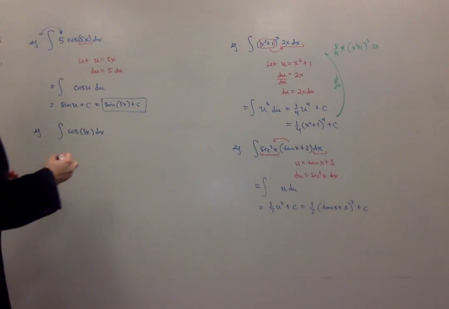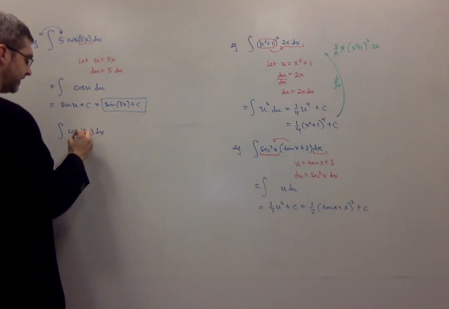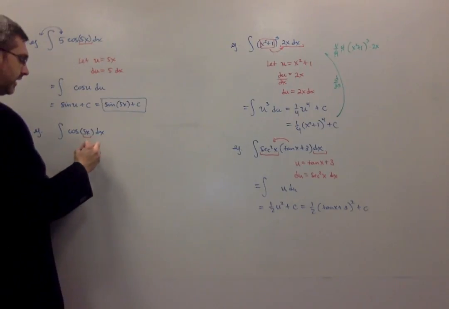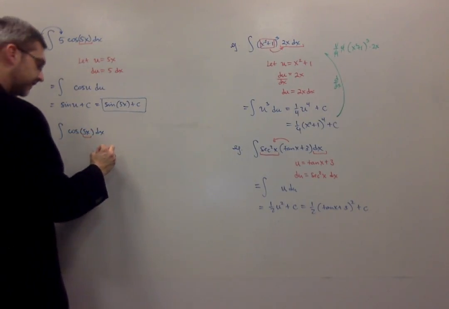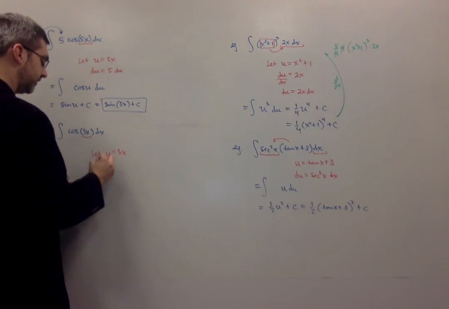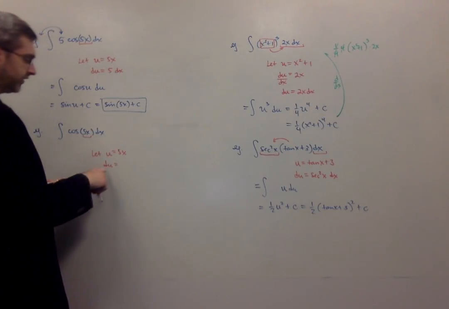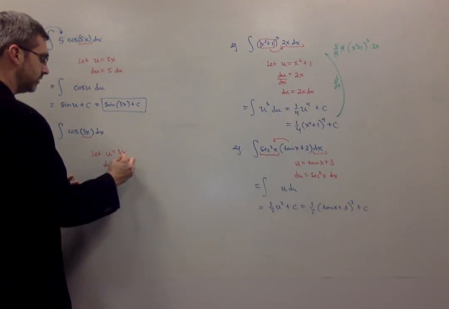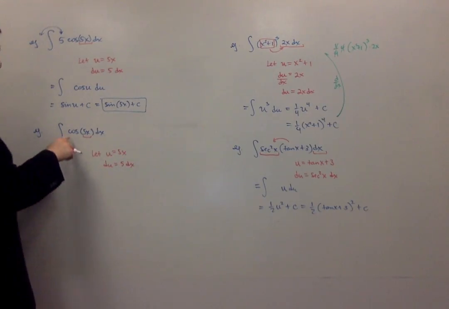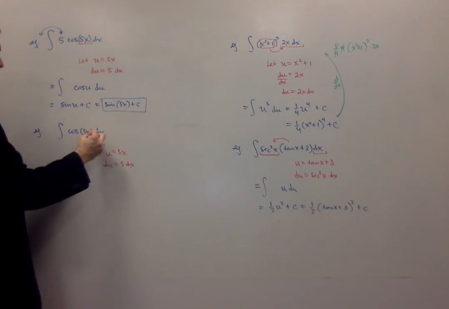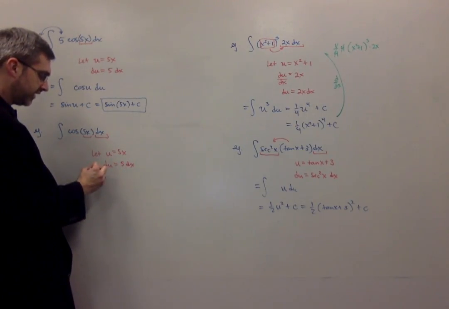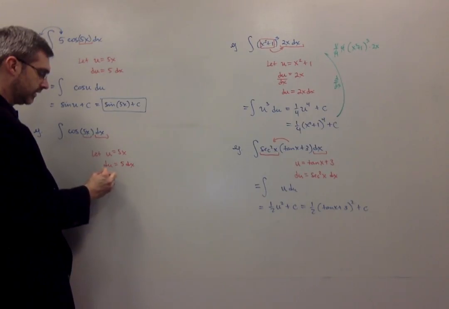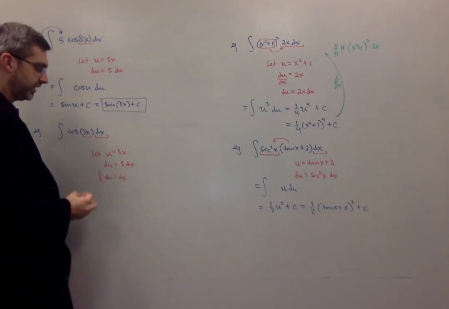Okay? So let's try the same technique because I see a composition there. So let's let u equal that 5x, and calculating the differential, du would be 5 dx. Now I don't have a 5 dx, I just have a dx there. So what I'm going to do is pull this 5 to the other side and make that a 1/5 du.